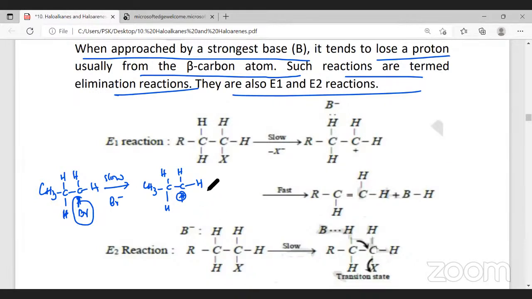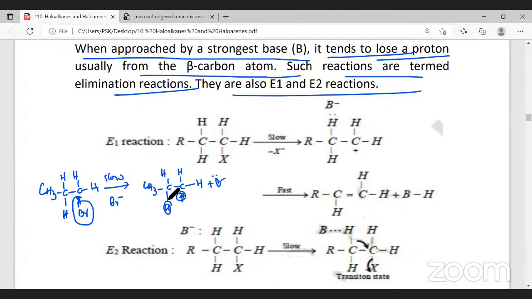Now, when a strong base approaches, we represent it as B minus. Lewis bases, electron pair donors, are called bases. When a strong base approaches, the ion tends to lose a proton, usually from the beta carbon atom. So what is this beta carbon atom? The carbon which contained the functional group is called alpha. Next to alpha is beta. So this hydrogen will be lost.